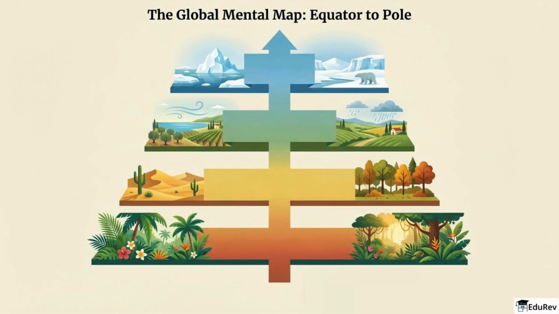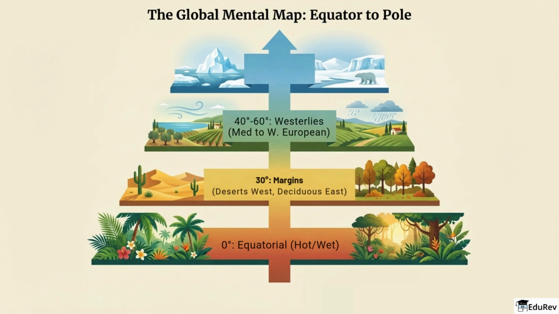Now compress the whole chapter into one mental map. At 0 degrees, think equatorial, hot and wet. Around 30 degrees margins, think split outcome. Deserts on the west, deciduous or seasonal humid types on the east. Between about 40 degrees and 60 degrees, think westerly controlled climates, including Mediterranean and West European patterns depending on margin and seasonality. And toward 90 degrees, think the polar world. Tundra first, then ice caps.